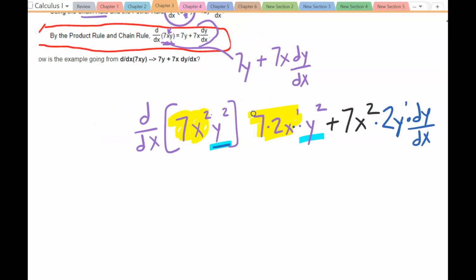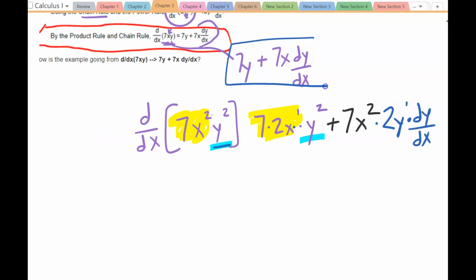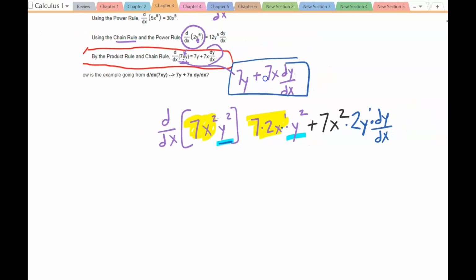This is the product rule with the first term. Take the derivative of the first function, which is x, so the derivative of x is 1. Hold the second function, plus the derivative of the second function, which in this case, the derivative of y is dy over dx, hold the first term. So hopefully that kind of answers your questions there.